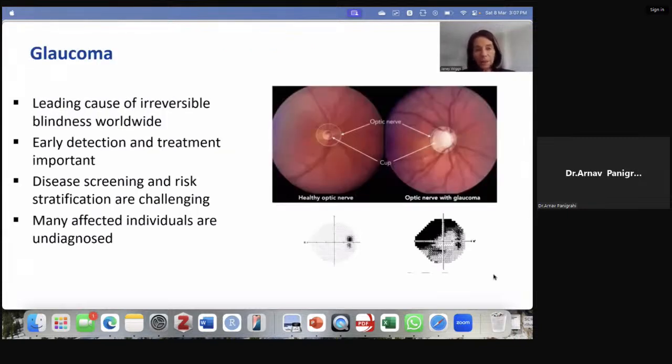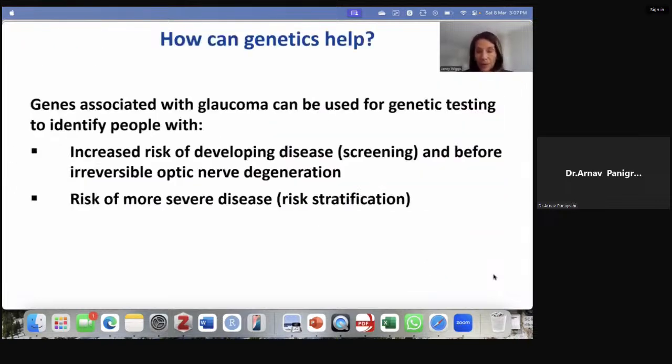So glaucoma is a leading cause of irreversible blindness throughout the world. And in order to preserve sight in people who are affected with this disease, early detection and treatment are important. But disease screening and risk stratification are challenging, and many affected individuals remain undiagnosed. So how can genetics help with this problem? Well, genes that are associated with glaucoma can be used for genetic testing to identify people with increased risk of developing disease before irreversible optic nerve degeneration occurs, and also to identify glaucoma patients who have risk of developing more severe disease.